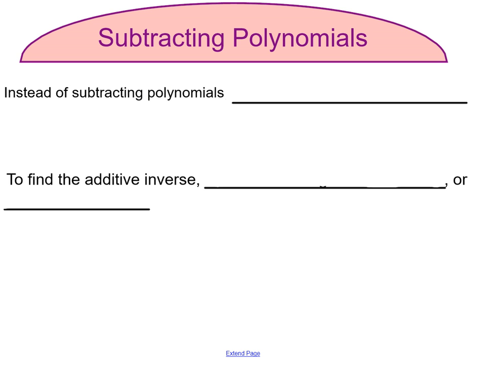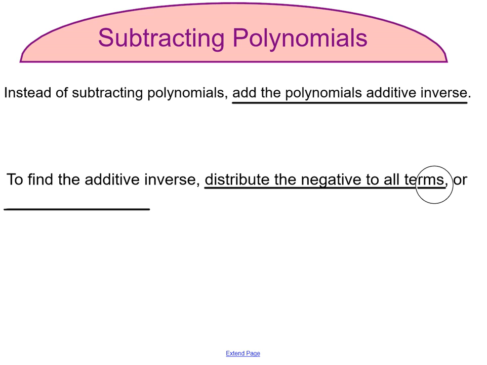We have seen how to add polynomials. Now, the next thing we have to talk about is how to subtract polynomials. So let's go ahead and look at that. In order to subtract polynomials, instead of subtracting them, I recommend that you add the polynomial's additive inverse. To find the additive inverse, just distribute the negative to all terms, or just flip all the signs.